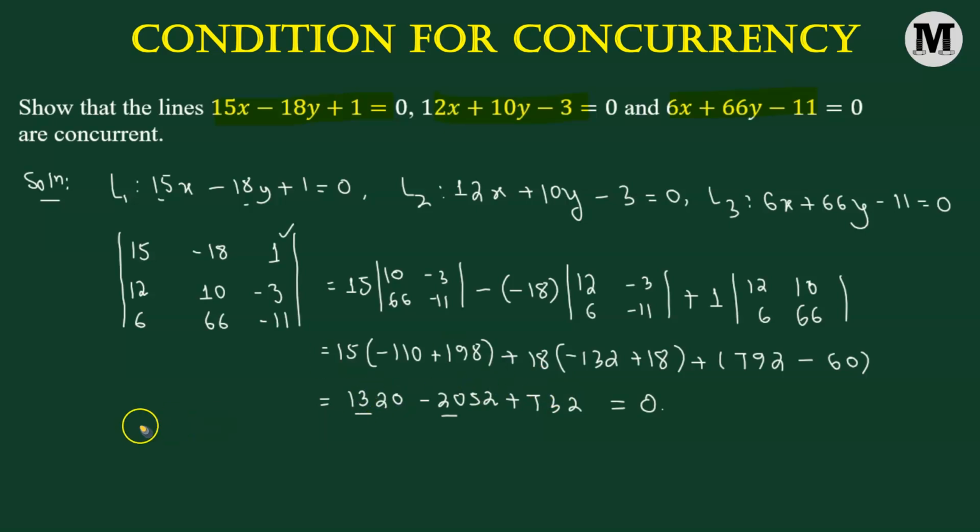Now since the determinant comes out to be 0, we can say the three lines L1, L2 and L3 are concurrent. Concurrent means they have a common point of intersection, hence proved.